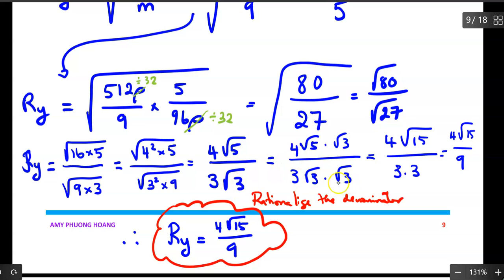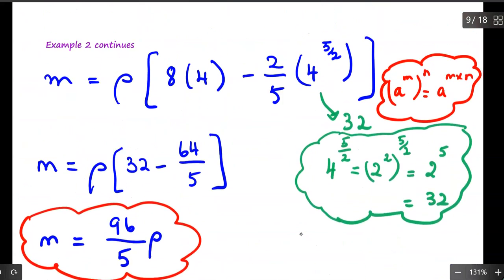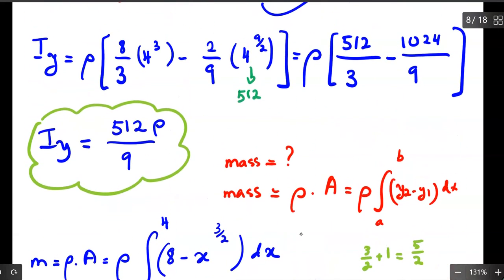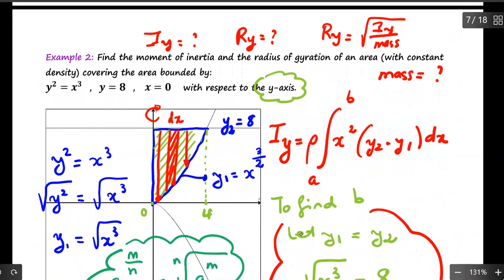Square root of 3: I multiply the top and the bottom by square root of 3. Root 3 times root 3 will give me 3. Root 5 times root 3 will give me root 15. And then now simplified, I have 9 as a denominator, and that is my final answer. So we answered all the questions that they asked us to find. We are finding the Ry. We are also finding mass so that we can use it to find Ry. We can find the Iy as well, as they have asked us to find in this question.